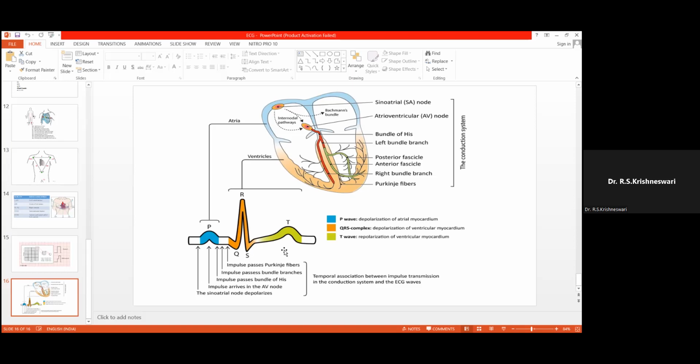The atrial muscles will not get time to produce a wave since the ventricle contracts suddenly, or the musculature of the ventricle is more and the ventricles contract very strongly, so that the atrial repolarization gets merged within the QRS complex. You understand? So we are not getting a wave for atrial repolarization. So these are the waves in ECG.